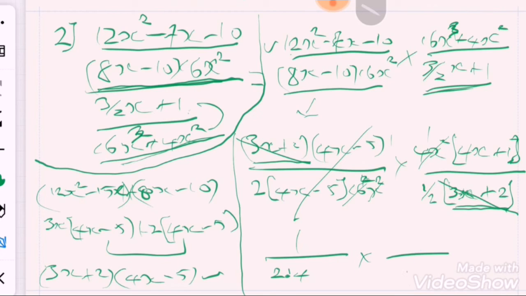2 times 4, again times, there is half here. So what I'm left with is 4x plus 1. All these times this will give me 4x plus 1 divided by, now 2 times 4 is 8. 8 times 1 over 2 is 4. So here I stop. The simplified form of this expression is now 4x plus 1 divided by 4.